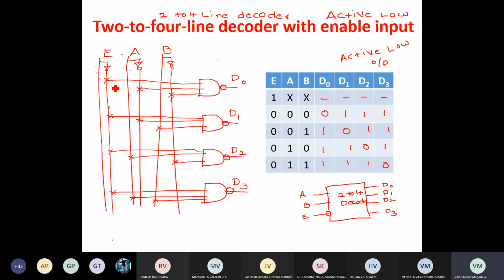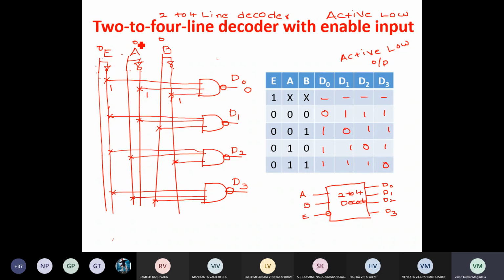So you connect, whenever you pass all zeros. What is this? Here we will have 1, here we will have 1, here we will have 1. So for a NAND gate, if all inputs are 1, the output is 0, right? The output is 0.